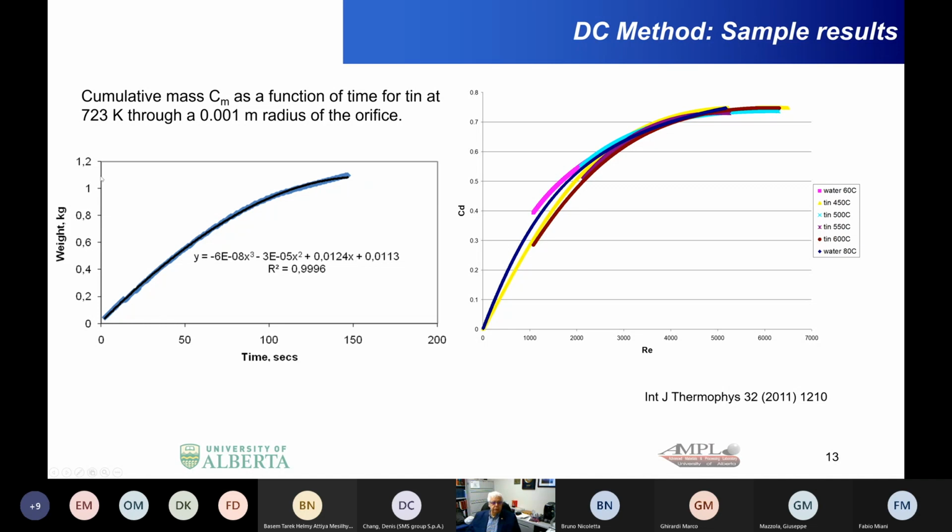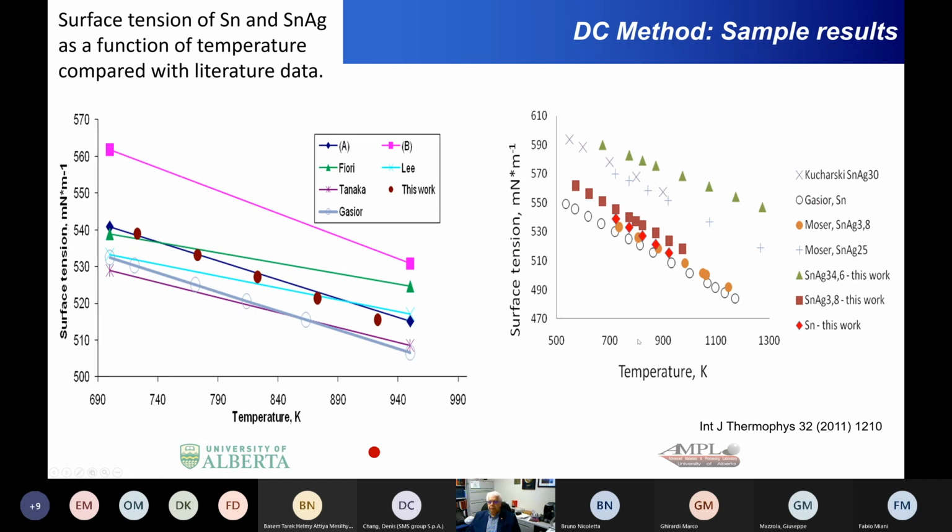So basically what you do is you do an experiment where you collect weight as a function of time, and this is for tin, and this is the size of the orifice that was used and the temperature. Of course, this was done in an argon atmosphere, and this is done with different temperatures to make sure that we can get a good calibration of the discharge coefficient as a function of Reynolds number. And on there, we were also checking it with water at 2 different temperatures. And from there, we plot the surface tension as a function of temperature, as I've indicated to you before.